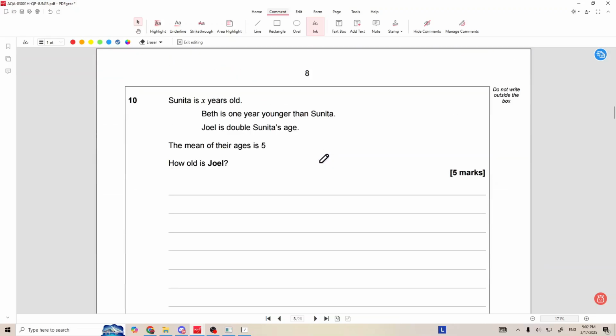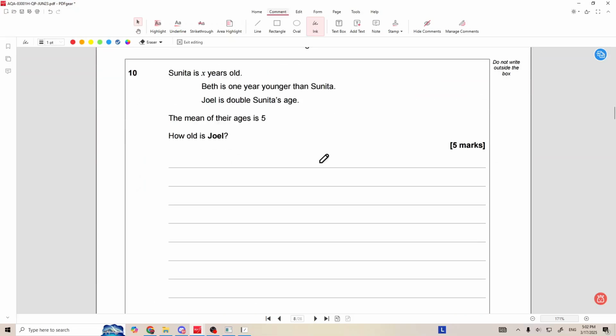So, ooh, what is this? Oh, we got a whole page question. Sunita is x years old. Beth is 1 year younger than Sunita. Joel is double Sunita's age. The mean of their ages is 5. How old is Joel? Alright, so just based on this, Sunita is x years old.